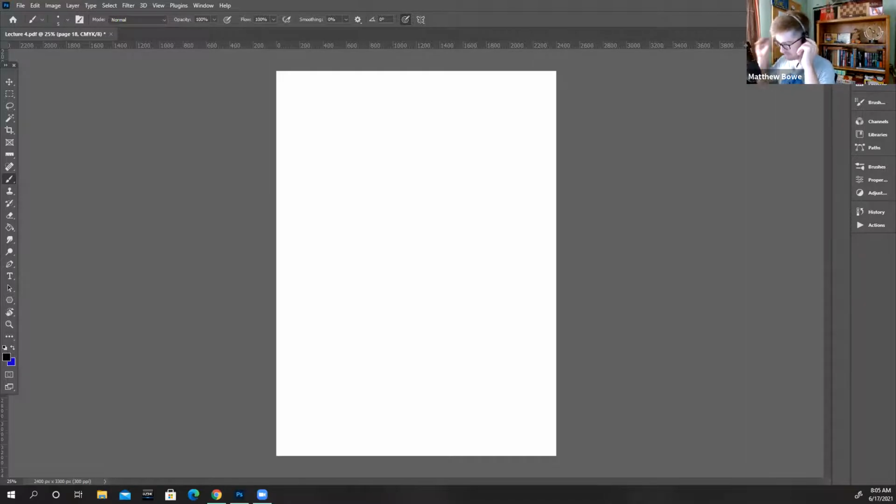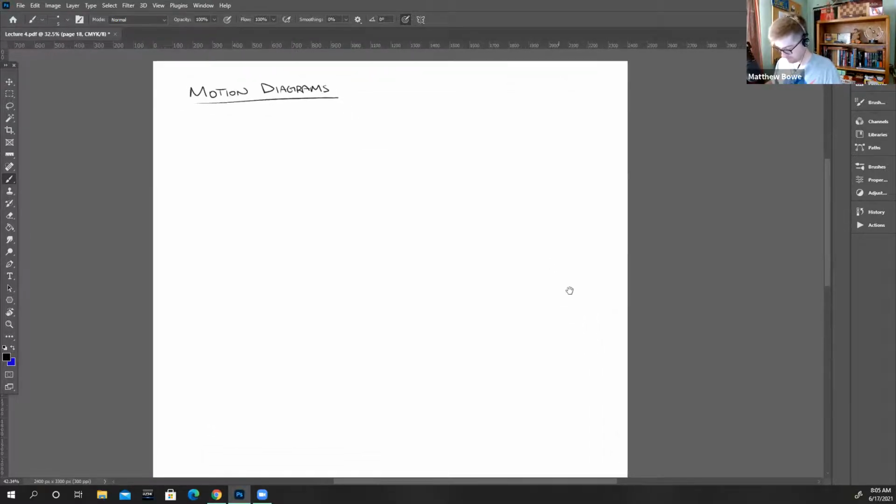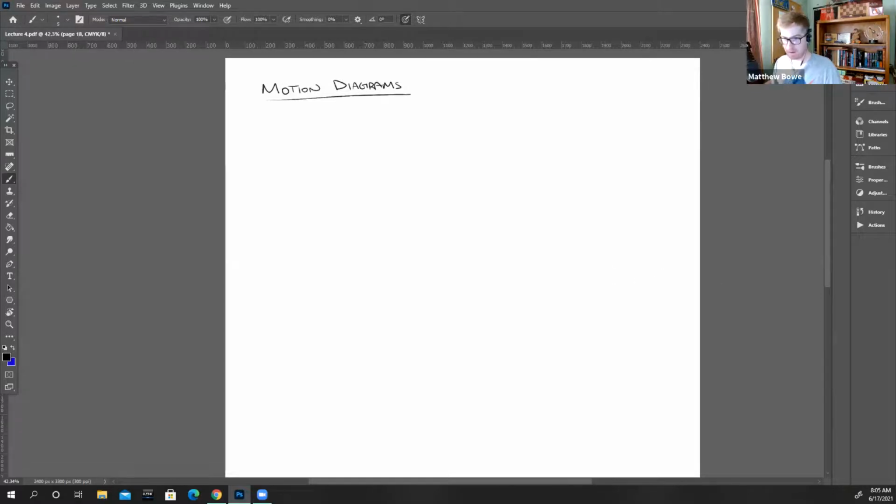These might be just like a picture, or maybe in the problem, it's just represented as a dot. Let's begin with the title, motion diagrams. And just going to throw up some real simple examples.